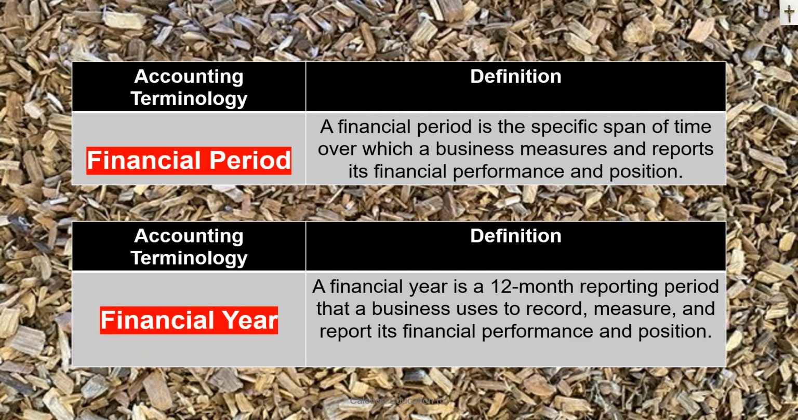What is the financial period and the financial year? The financial period is the 12 months the business is reporting on, same as financial year. So for a 12-month period, it can be from the 1st of January to the 31st of December. It's 12 consecutive months that we're looking at. That's a financial period or a financial year.